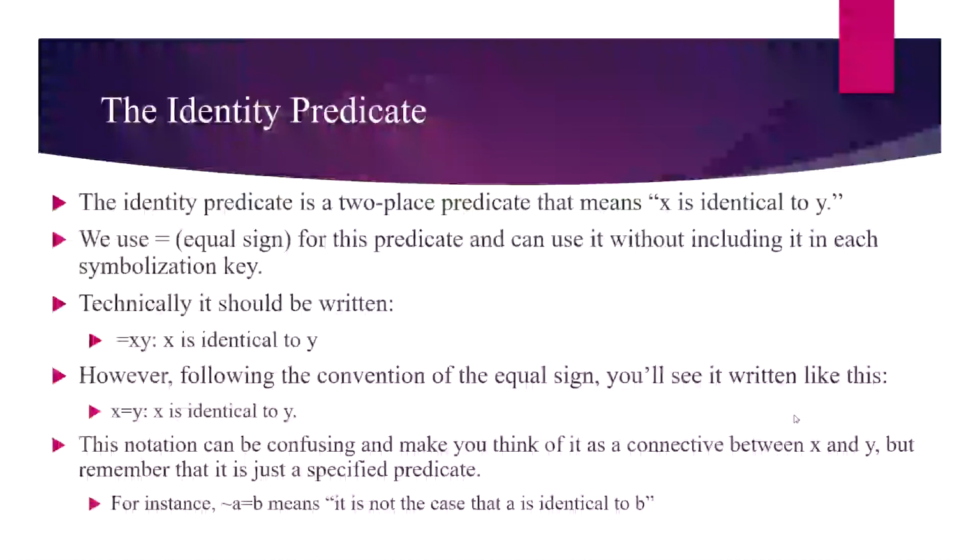This notation can be confusing and make you think it's a connective between the singular terms. But remember that this is just a specified predicate that we write in a unique way. For instance, tilde A equals sign B means it is not the case that A is identical to B. It does not mean that B is identical to the negation of A or anything like that. It's just the negation of the whole predicate.